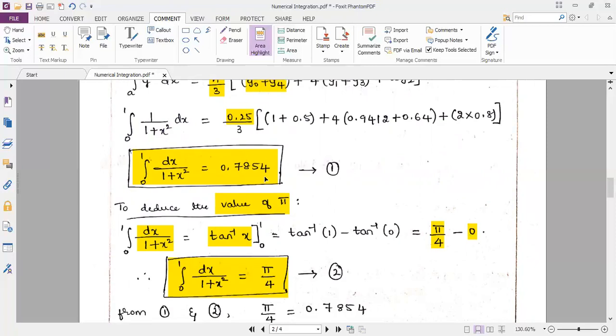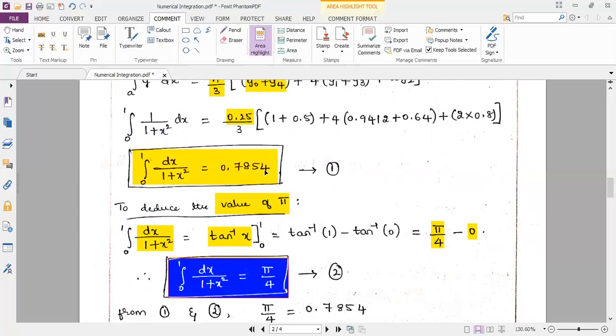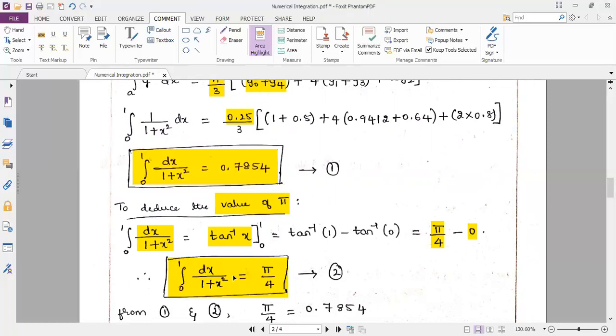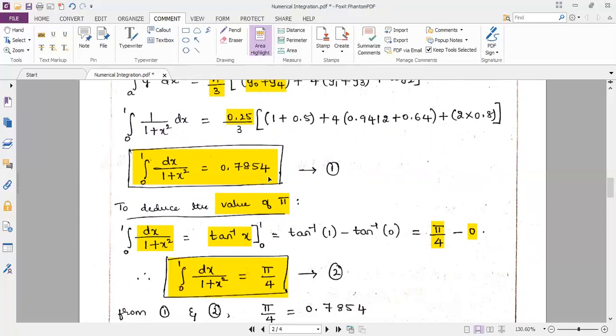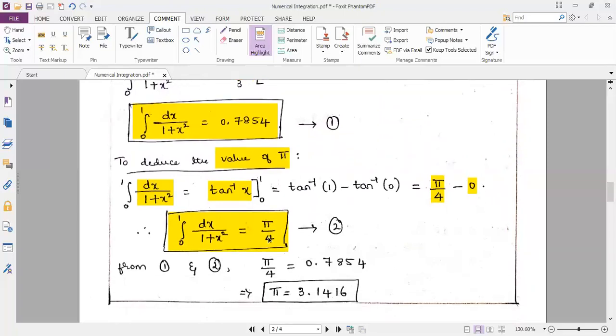Now comparing equation 1 and 2. Equation 1 is the answer for the given integral by applying Simpson's 1/3 rule. And now we have done the usual integration and obtained the answer as pi by 4. So comparing 1 and 2, since the LHS are same, we equate the RHS and we obtain pi by 4 is equal to 0.7854. Cross multiplying 4 to the other side, we obtain pi value approximately as 3.1416, rounded off to the 4 decimal places.